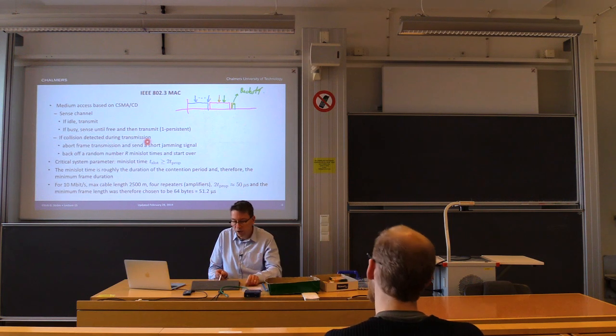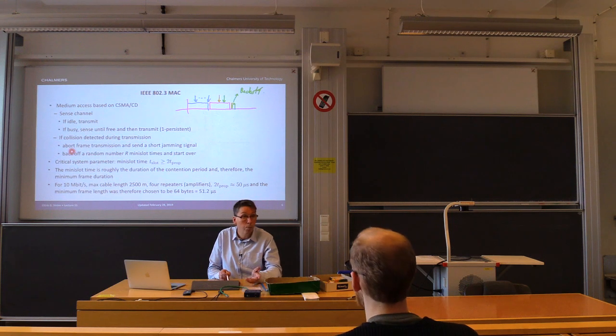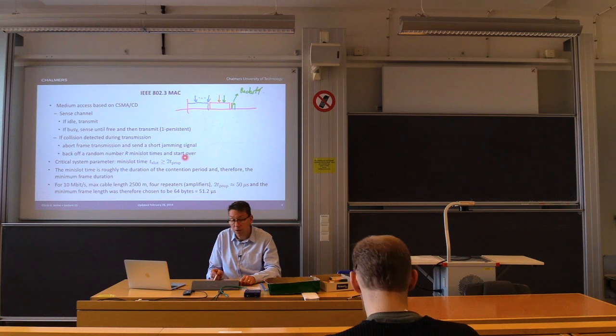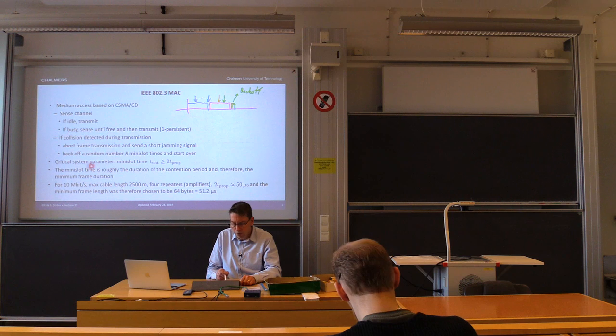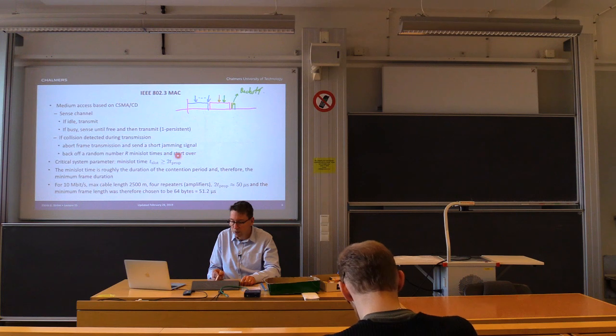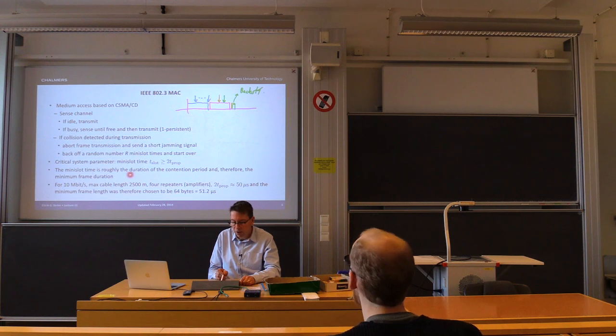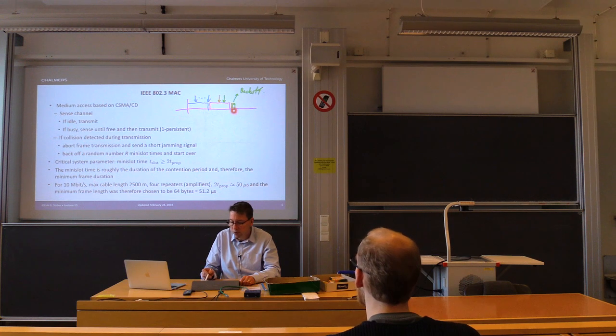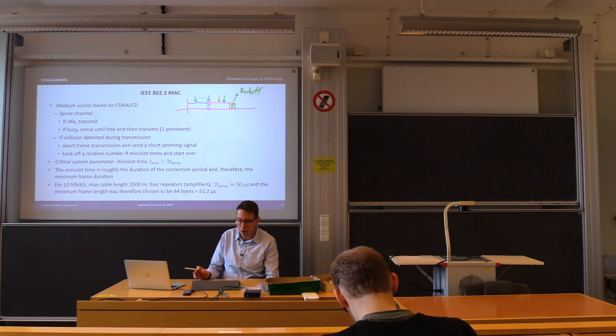When collisions are detected during transmission, one aborts the ongoing transmission. So we cut these colliding frames short, and then back off a random number of mini-slot times, and then start over. So the critical system parameter here is this mini-slot time, or T-slot, and it has to be greater than 2 times the propagation time for this to work. We'll see on the next slide why this is the case. So the mini-slot time is then roughly the duration of these contention periods. This is a contention period, and therefore also equal to the minimum frame duration. We'll see that on the next slide.